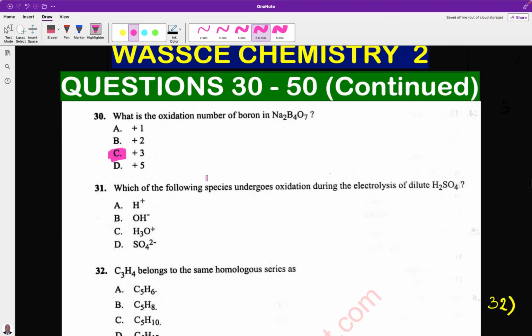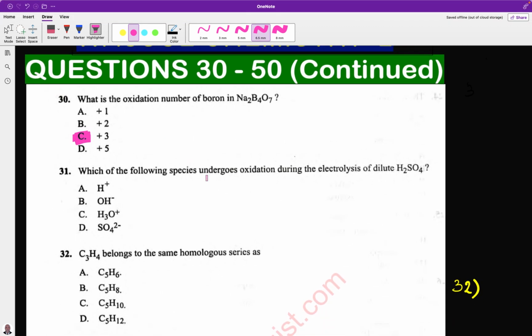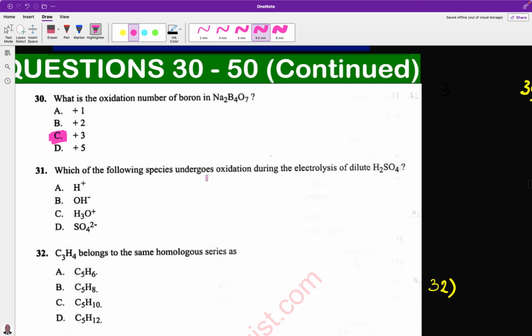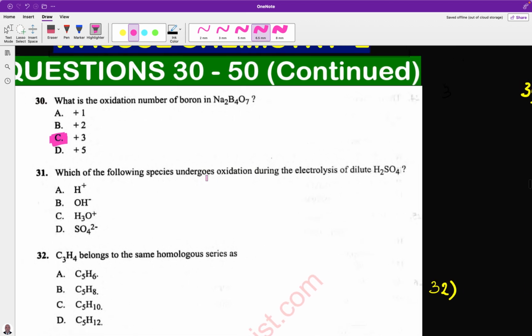Now we go to question number 31. Which of the following species undergoes oxidation during the electrolysis of dilute sulfuric acid? Remember, fellow learners, that when a substance is dilute, it means it has water in it. So we are not only going to look for sulfuric acid, water is also one of the components. So now let's see how we can look for the electrolysis of dilute sulfuric acid. And from there, we will know which one is undergoing oxidation and which one is undergoing reduction.